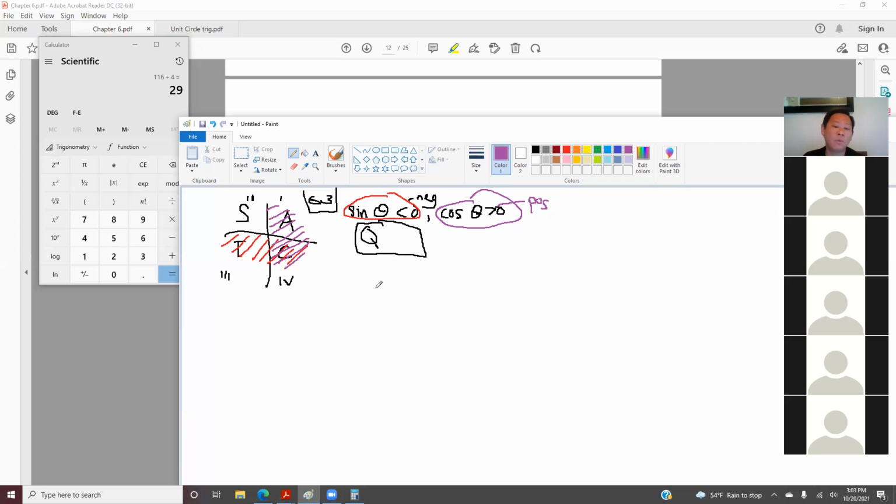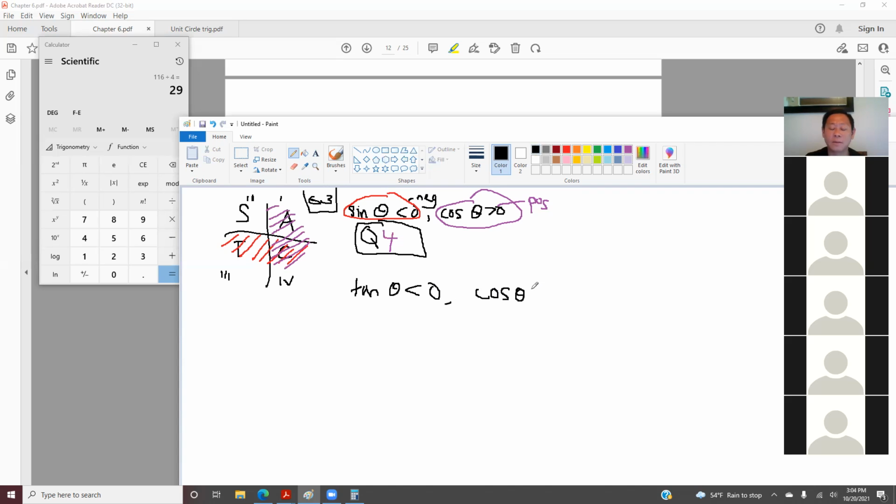So can you tell me which of these quadrants overlap? That will be your answer. This is quadrant 4. So in order to have sine negative and cosine positive, your answer will be quadrant 4. So class, if you don't know this, say goodbye to the rest of your trig. This is important. Next, I'm going to give you, figure out tangent negative, less than 0.